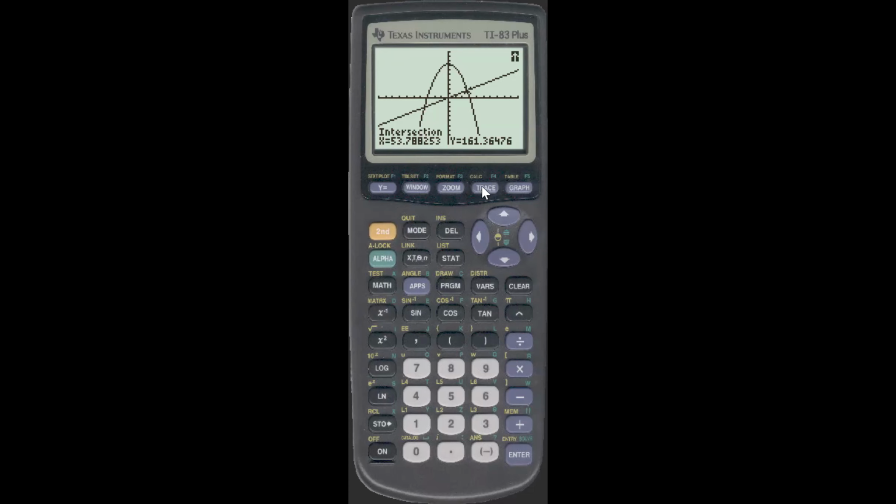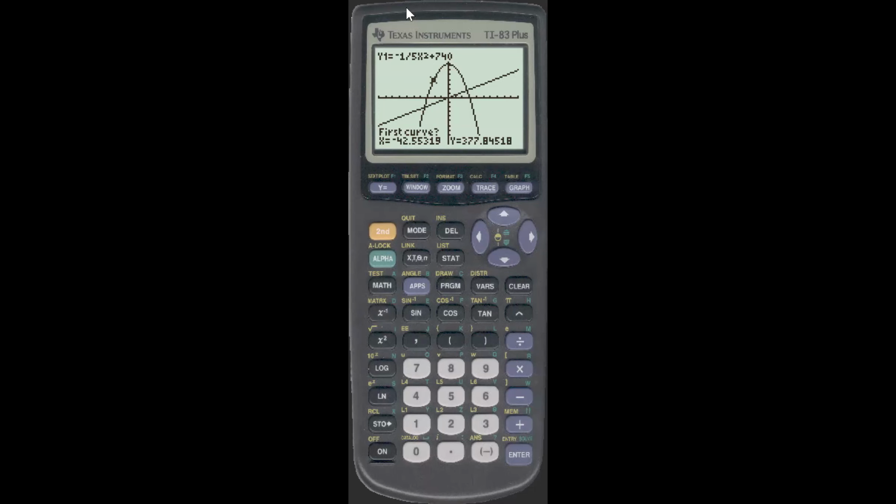Second calc again, second calc. Go down to intersect, which is number 5. Now you trace with the D-pad, the directional pad, until you get to where you're nearby. Believe it or not, where my cursor is is nearby. You don't have to get right on top of it. That's the mistake.